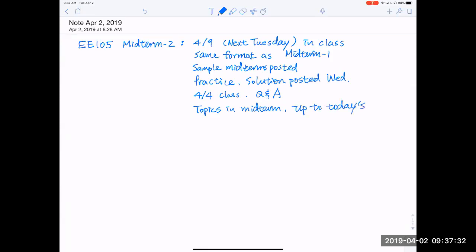And what about materials before midterm 1? We can't completely cut the material away, but the emphasis will be on materials after midterm 1. But we use the same principles, you know, KCL, KVL, and so on. Those are all common tools. Any questions about midterm?